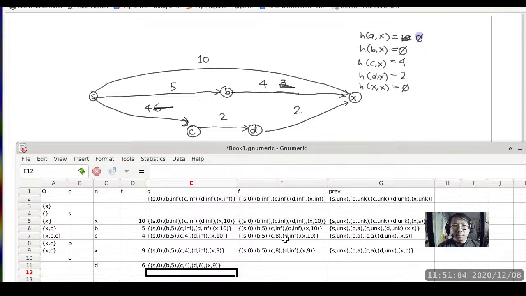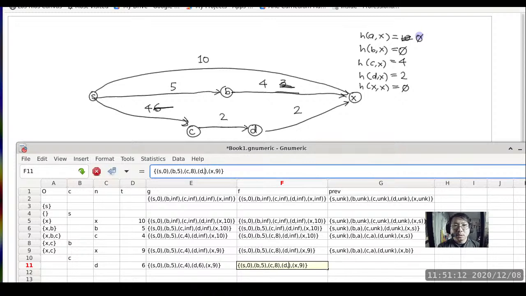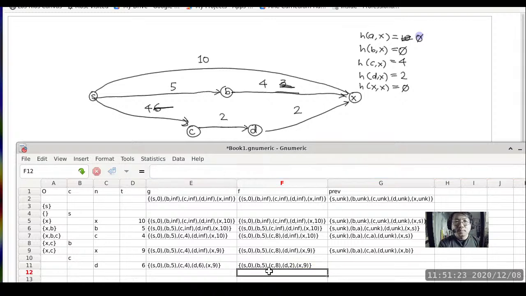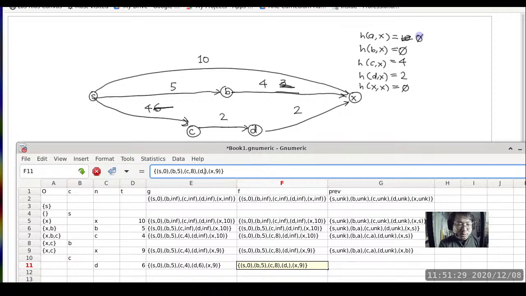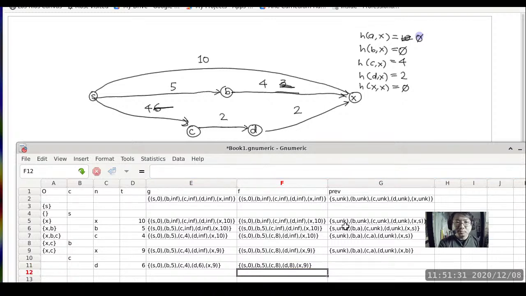So now we have to update the f value as well. The f value of D is not the same as the G value, because the heuristic function, going from D to the destination, has an estimated distance of 2. Oops, it's 2 plus 6, so it should be 8. I said 2 and then typed 2, but I really meant 6 plus 2, which is 8.